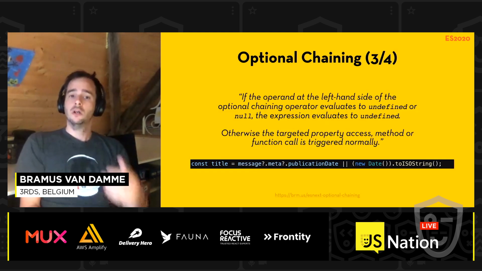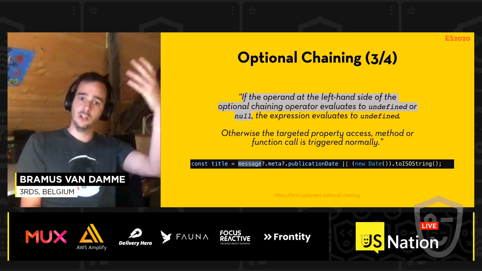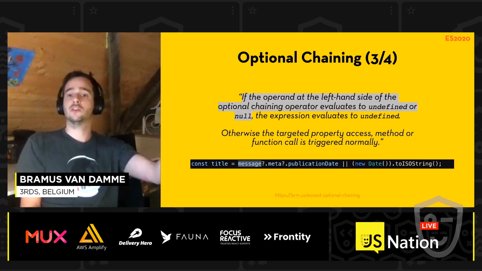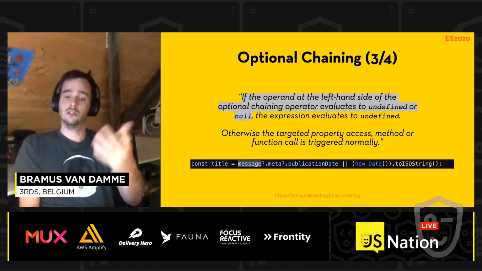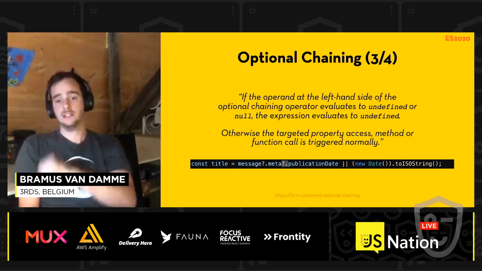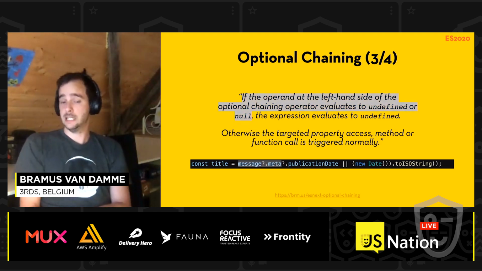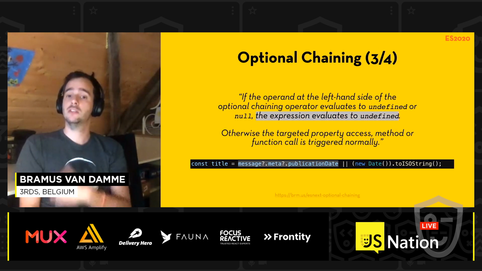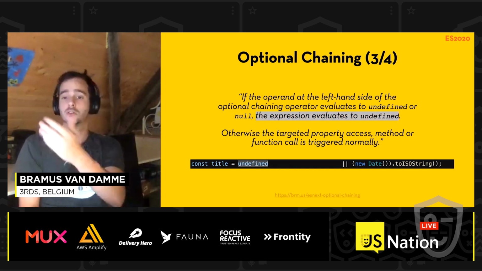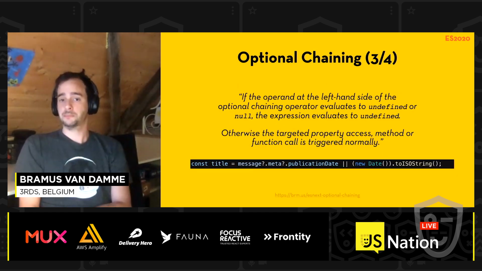How does it work? Well, if it sees the operator, it's going to do a little check. If the operand at the left-hand side of the optional chaining operator evaluates to undefined or null, then the whole expression evaluates to undefined. That's the rule. message, that's not undefined, so it continues. The next time it encounters the optional chaining operator, it's going to check message.meta. Is that undefined or null? That is the case here. So the whole expression is going to evaluate to undefined. Undefined or the new date to ISO string. So we get back an actual date here on screen.